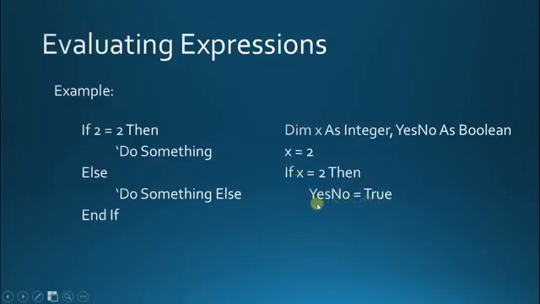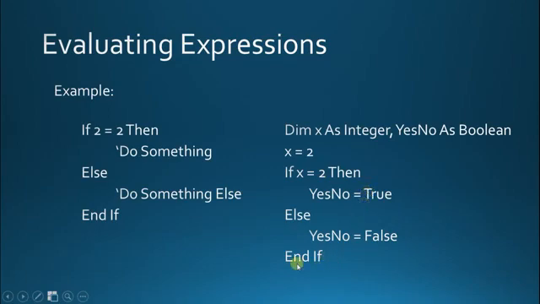We're going to assign the yesNo Boolean variable here a value of true. Else, so if x is not equal to 2, then yesNo equals false. All right? And then, of course, we always end our If code block with an End If statement. So if x equals 2, then set the yesNo Boolean variable to true. Else, if x is not equal to 2, then yesNo equals false, and End If. So that's more of a real-world example.